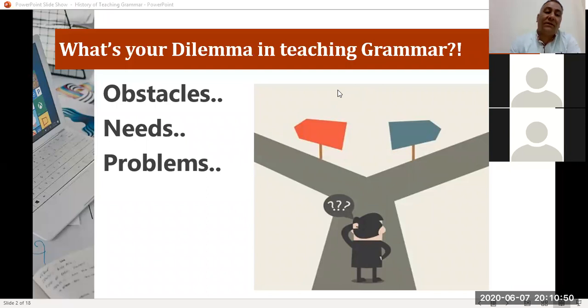So these are the needs of the students and some obstacles or problems that you face. This is the dilemma of today's Egyptian teacher in his classroom. I'll be happy to listen to anybody of you to reflect on your dilemma in teaching grammar. Anybody would like to tell us about his own experience?